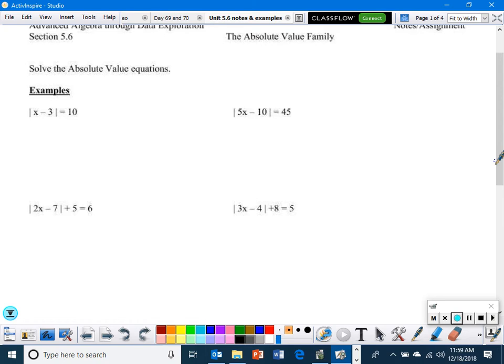Hello, ladies and gentlemen. Let us begin lesson 5.6, which is the absolute value family. So we're going to start off by solving some absolute value equations, and then we're going to do a little bit of graphing. All right, here we go. So remember, the absolute value is the distance from zero.